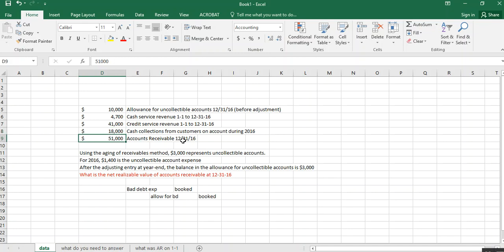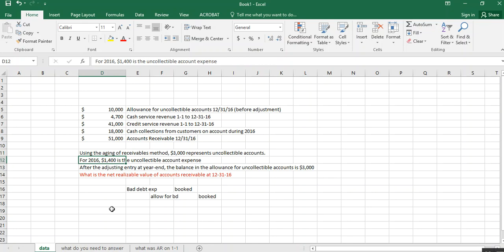And then it tells you at the end of the year, $51,000 is what we were owed. We're not adjusting accounts receivable at the end of the year. What we're adjusting, remember, is the allowance account and booking bad debt expense. Then we have some information here where it says using the aging of receivables method, $3,000 represents uncollectible accounts. This is how much we think we will not be collecting from our receivables. So we did an aging and we aged it out, and $3,000 we will not collect. And we're just noting that.